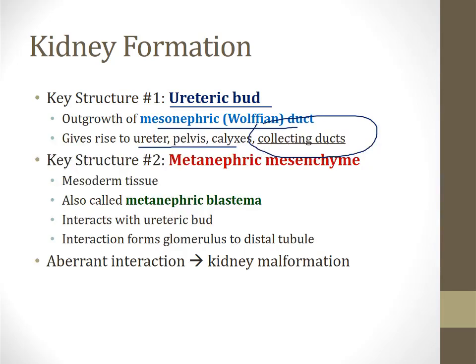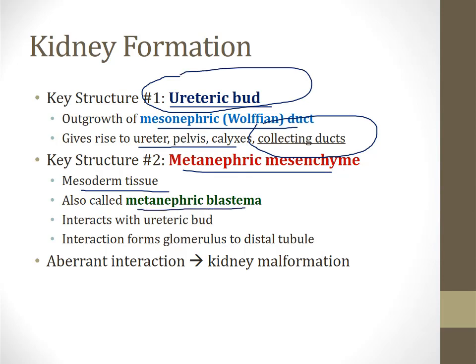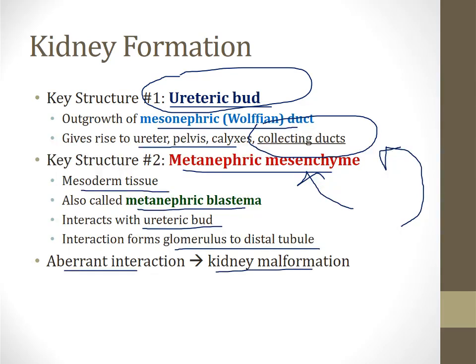The second key structure is called metanephric mesenchyme. This is basically just mesoderm tissue that surrounds the ureteric bud. It's also sometimes called metanephric blastema. Unfortunately, it goes by a couple of names. This tissue will interact with the ureteric bud, and that will give rise to the glomerulus and the distal tubules, all the portions of the nephron except for the collecting duct. And as we'll talk about later in this video, if the interaction between the metanephric mesenchyme and the ureteric bud is abnormal or aberrant, that leads to many kidney malformations.